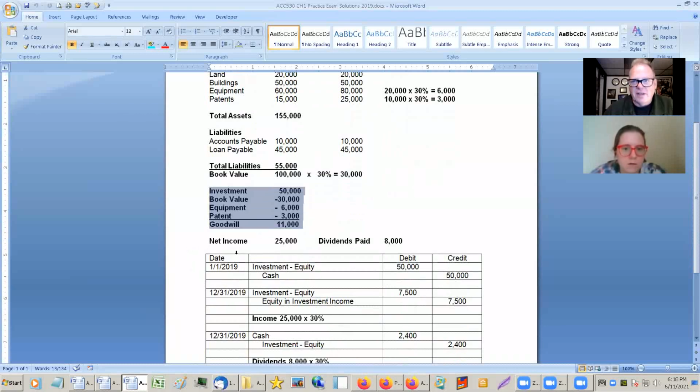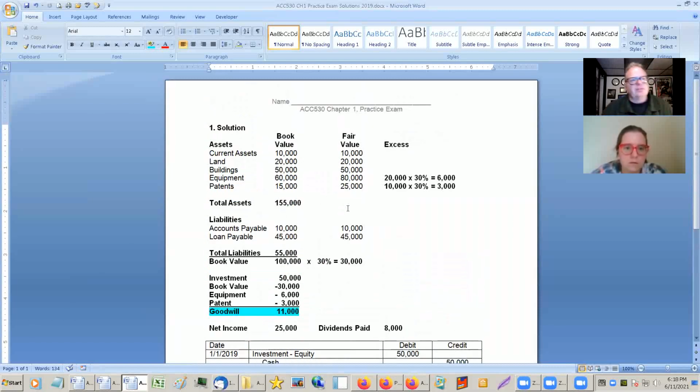The years aren't the same because I changed them. But this is it. The investment was 50,000. The book value was 30. You also paid for these two additional identified assets, and here's the goodwill. Okay, that makes sense.